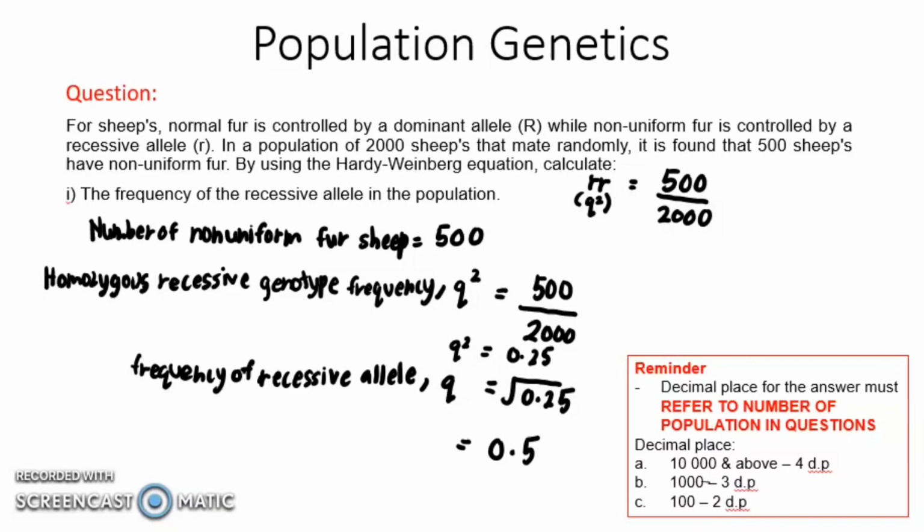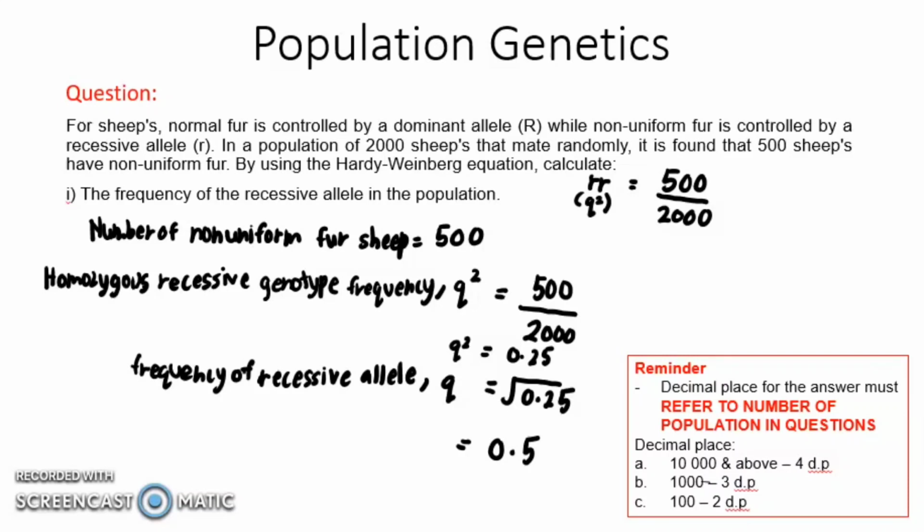And then if the population size or value is 100, you have to take 2 decimal places. If it is 10,000 and above, we have to take 4 decimal places. Okay, so this is just for your reminder.